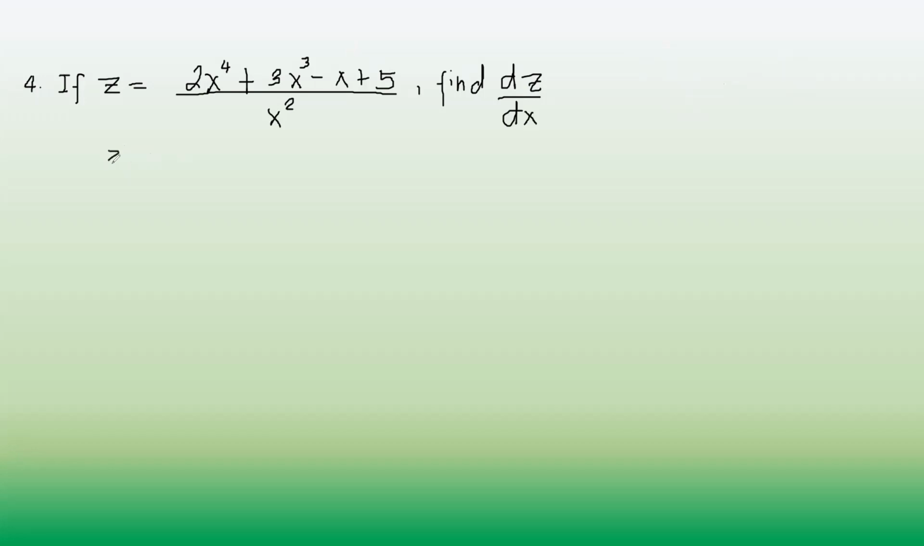Then z will become, we have 2x raised to 4 over x squared plus 3x cubed over x squared minus x over x squared plus 5 over x squared.